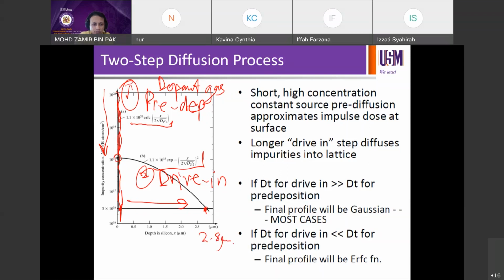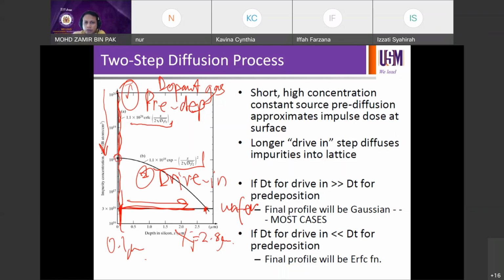For example, 2.8, because that one is the background concentration. So the wafer level is here. So your xj increases to 2.8 micron. So it was originally around 0.1 micron when you do the pre-dep. And now the moment you've driven in the dopants into the silicon, your xj now becomes 2.8. And your N naught is depleted on the surface because it follows the Gaussian profile.